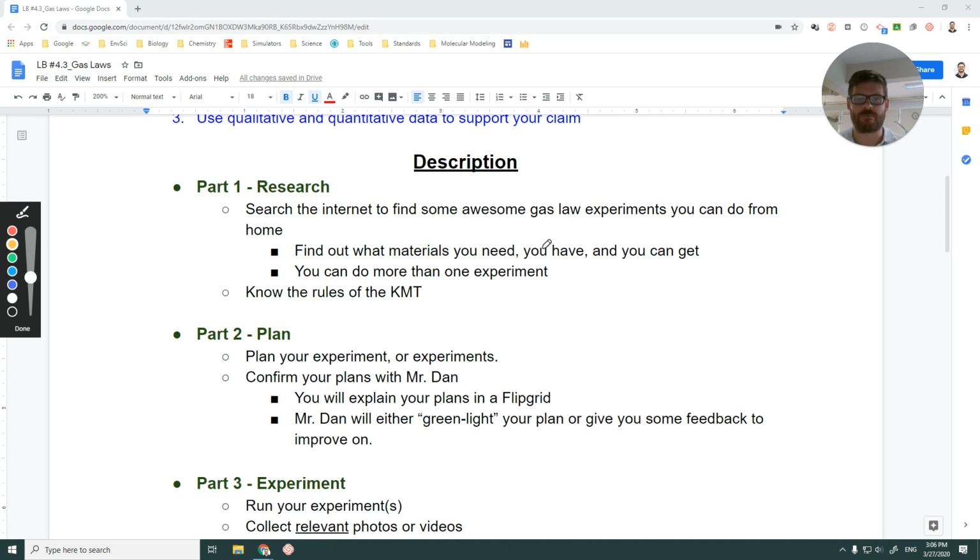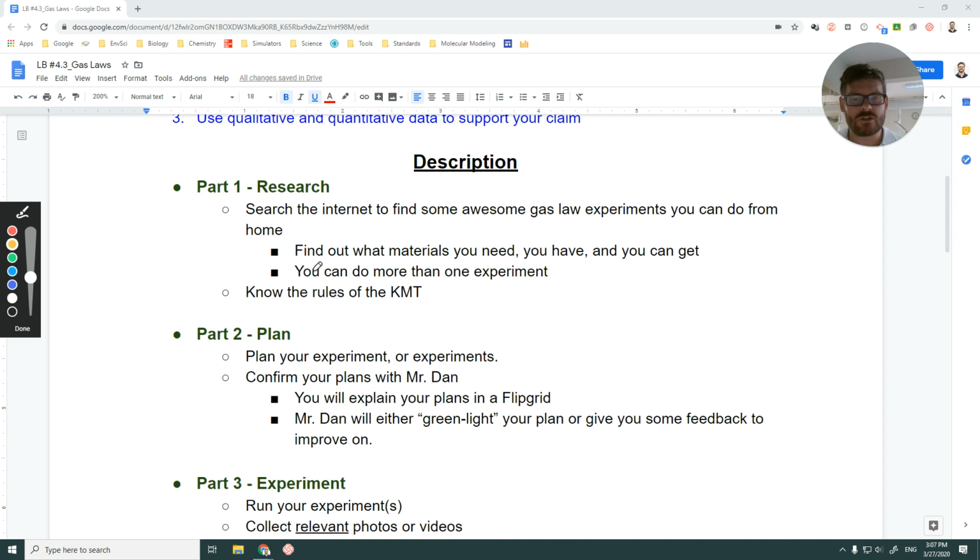This could be something like just manipulating a situation. Maybe you want to heat up a balloon and see what happens before it pops. Maybe you want to do a chemical reaction that's going to produce gas. We've done reactions like that in the past that produce gas. Maybe you want to find out how many moles of gas are produced based off of a volume or a mass or something like that. Maybe you want to calculate the density of a gas. There's a lot of options that are available out there.